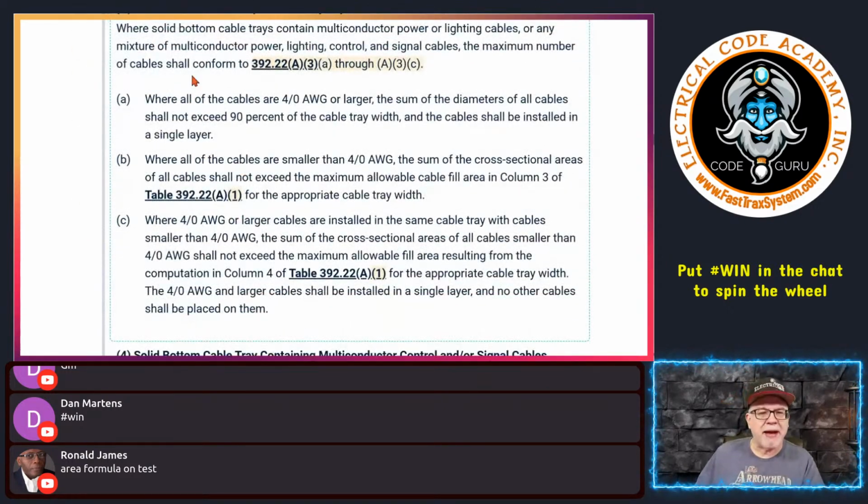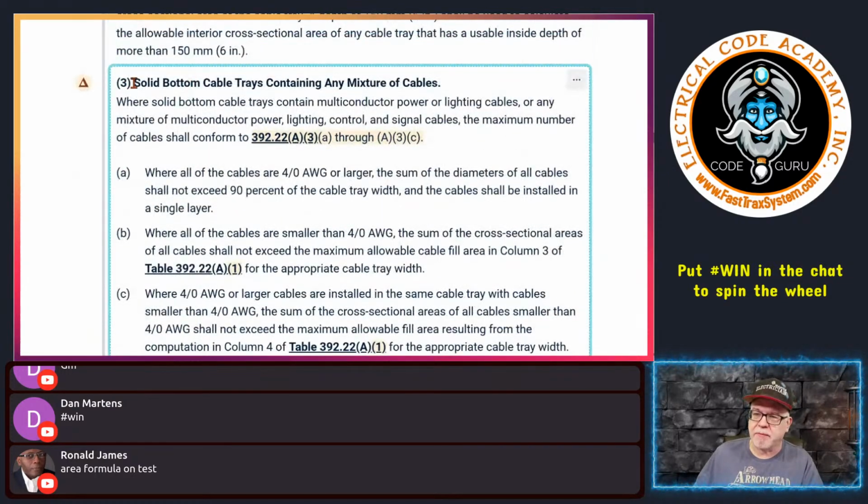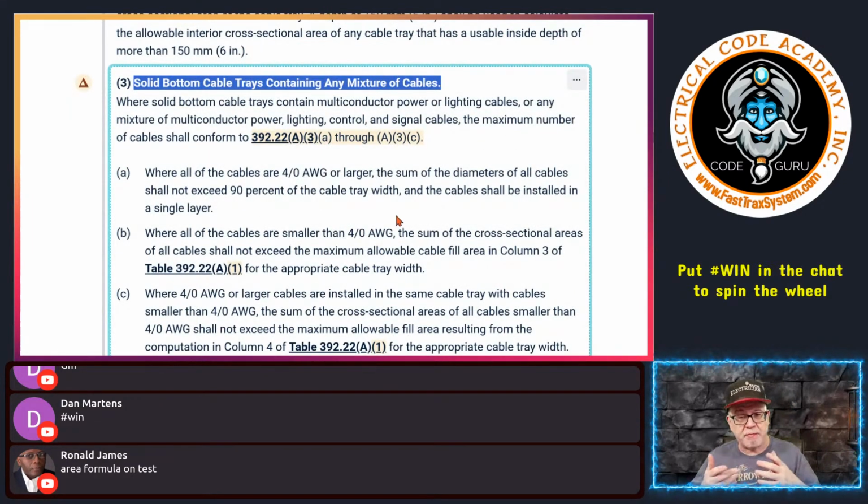Now, what about those solid bottom cable trays? A little different. Solid bottom means you're not going to have as much airflow. You're not going to have as much ventilation, right?